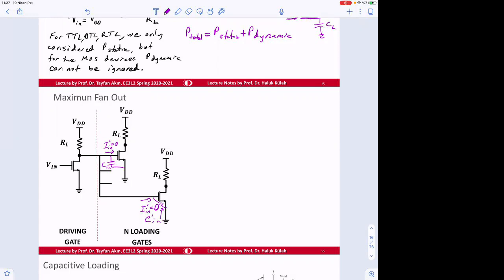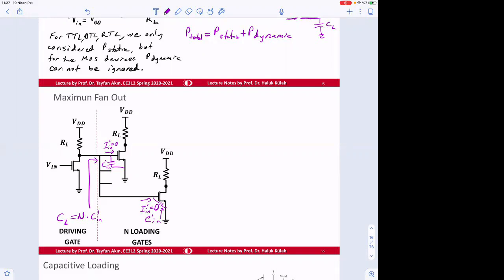C in, let's call it C in prime. Okay, gate to source capacitance. The value of that we will be calculating. So the load here is not a resistive load anymore. This will be N times C in prime. So that's going to be C load.